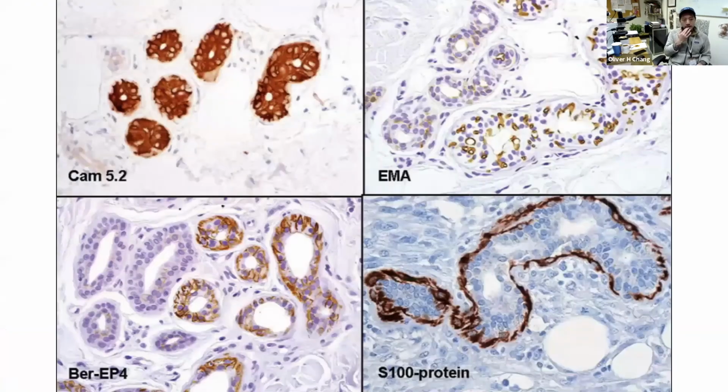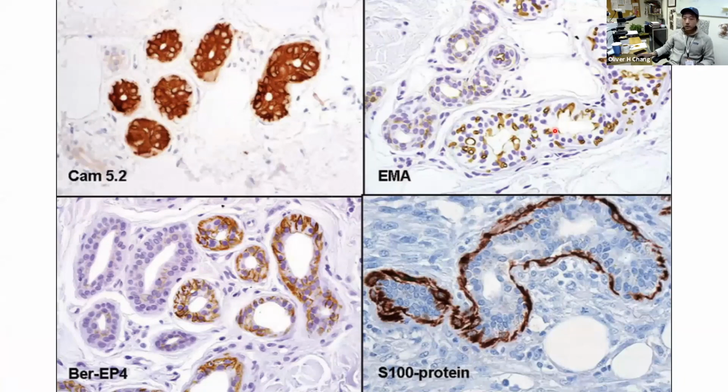IHC for eccrine glands and ducts. CAM 5.2 and BEREP4 are just going to mark the secretory units. So you can see the ductal parts of the coil are negative. So these are the cells that are actually producing sweat, not carrying it away. EMA will highlight lumens and the intracellular canaliculi.